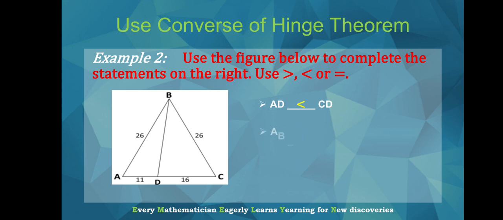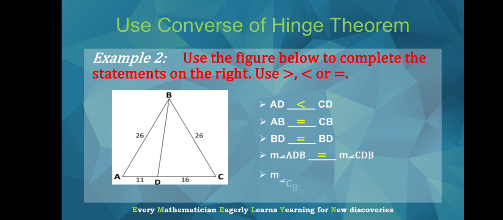Next, AB is blank CB. Answer: equals, because they have the same length. Next, BD is blank BD. Answer: equals, because BD is congruent to itself. Next, measure of angle ADB is blank measure of angle CDB. Answer: equals, since their opposite sides have the same length. Lastly, measure of angle CBD is blank measure of angle ABD. Answer: greater than, since CD is greater than AD.